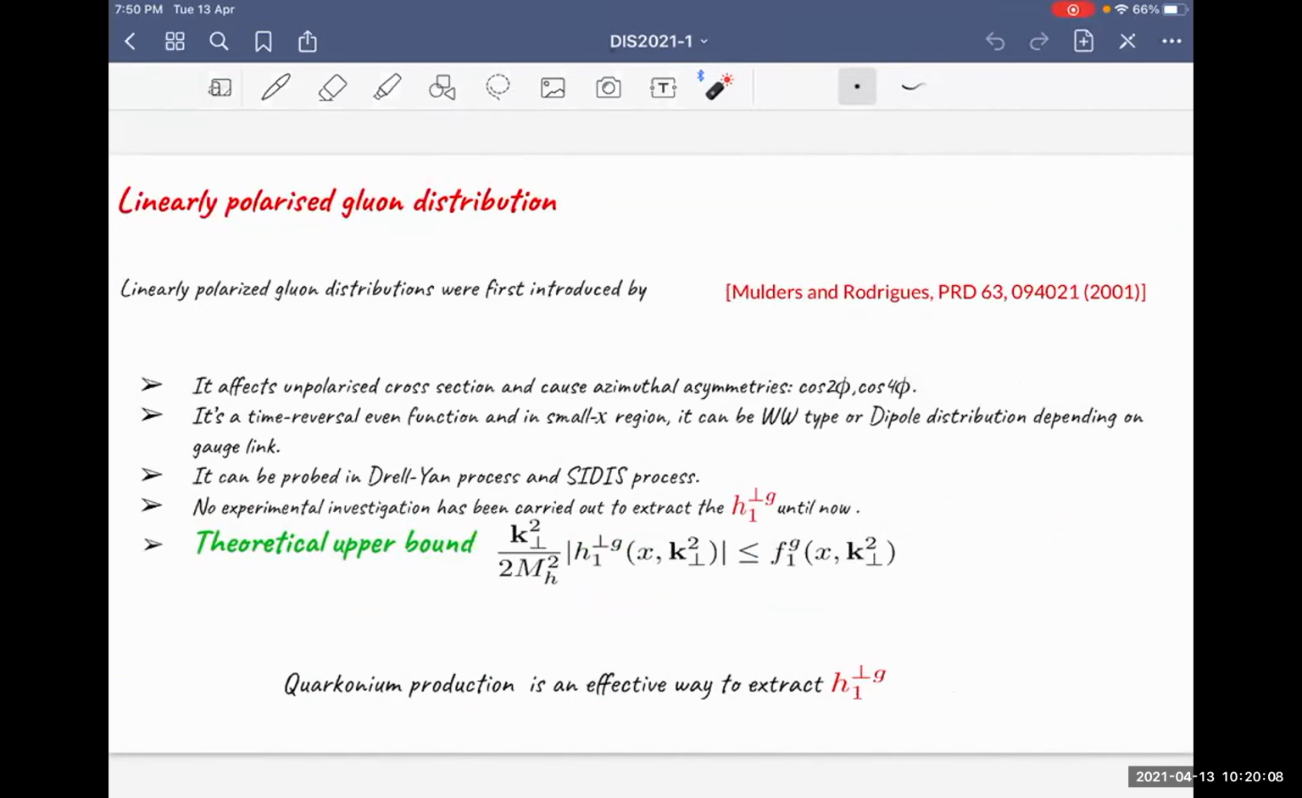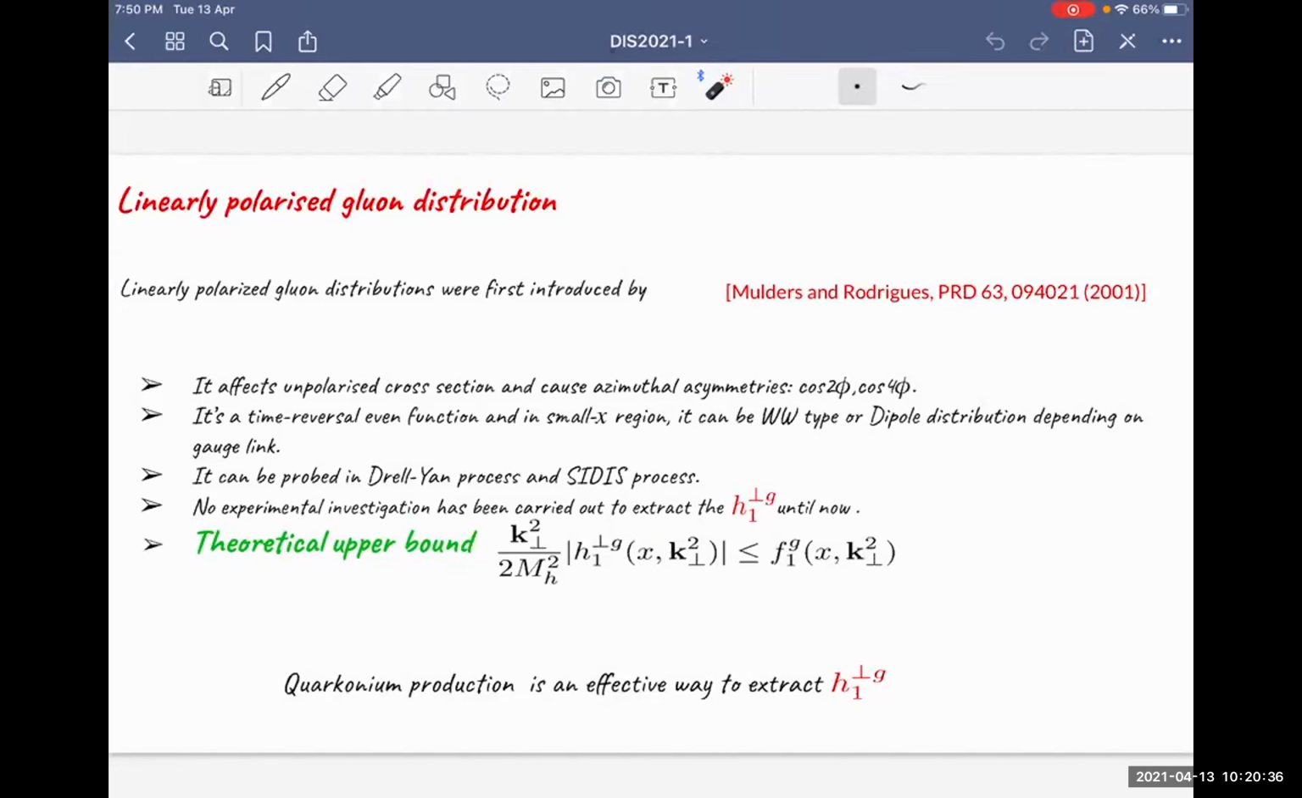So these linearly polarized gluon distributions were introduced in this very article, and it was seen that they affect the unpolarized cross sections and cause azimuthal asymmetries. It's a time reversal even function, and in the small x region, it can be of Weizsacker-Williams type or the dipole distribution, depending on the gauge links. And the processes where it could be probed are the Drell-Yan process and the SIDIS processes.